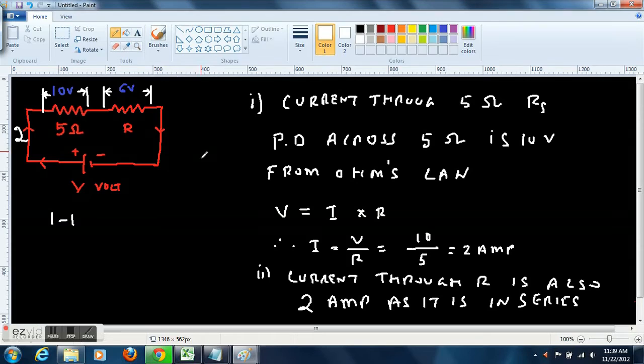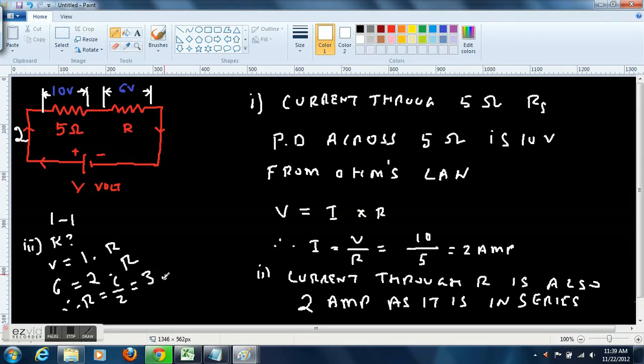What is the value of R? Now here it is interesting. Now I got the current flow through R. Current flowing through R is 2 ampere. We have to find the value of R. Now V equal to I into R. V is 6 volt. Potential difference across R is 6 volt. Current is 2 ampere. Therefore R equal to 6 upon 2, which is 3 ohms. So value of R is 3 ohms.